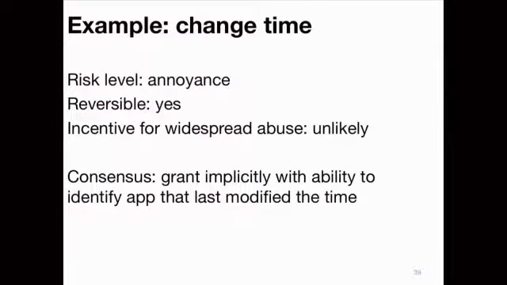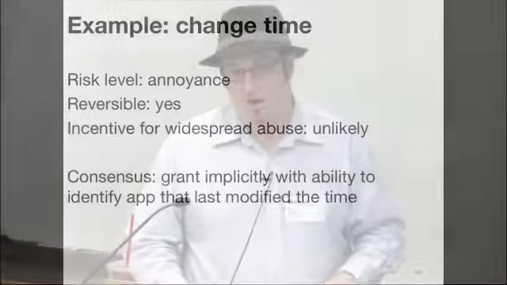Another example on the other end of the spectrum is changing the time. So what's the risk level here? Well, certainly you can come up with some sort of James Bond style plot that hinges on changing the time on someone's phone, but for the most part, that's not really applicable to most people. And really the risk is just an annoyance. The user could go and change the time back.